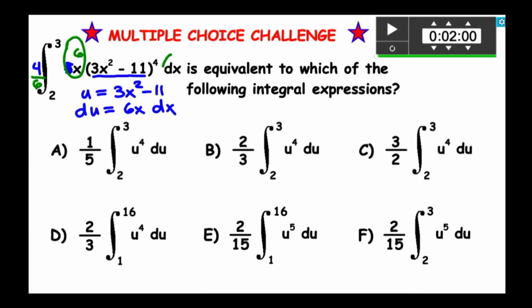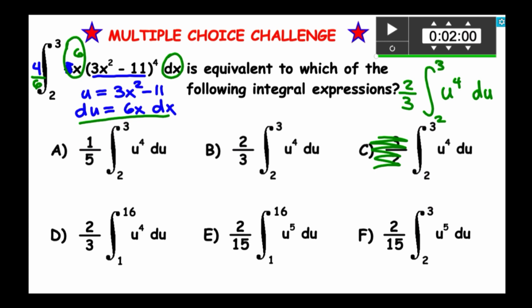Okay, 6x dx becomes du. We write that over here. So we've got du accounted for. And then we have u to the 4th. There's a 4/6, which is a 2/3 in front. You like how I made the reciprocal mistake on C? C is wrong. Okay, and then let's see, limits of integration are 2 and 3. So that would be choice B, which is the wrong answer.